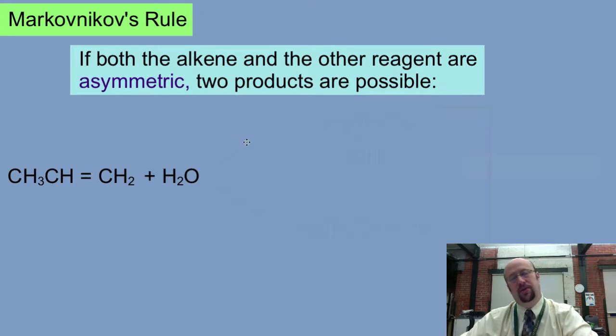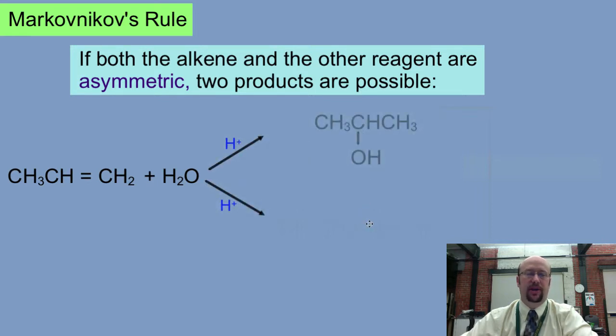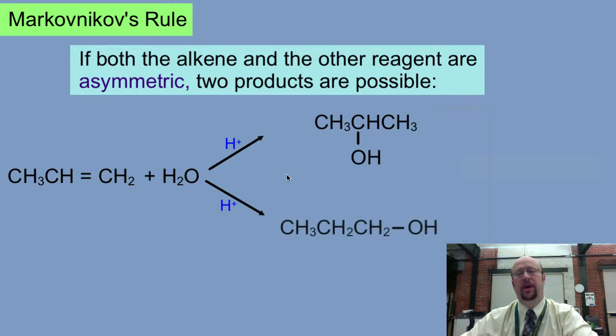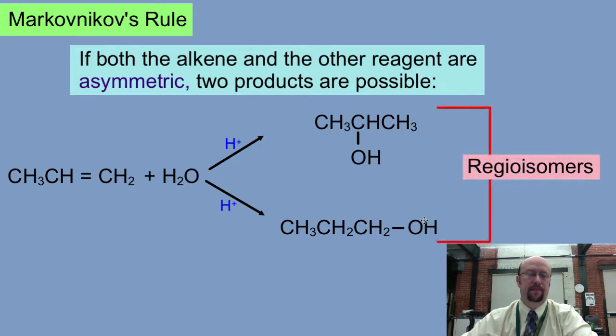And so those are not the same thing at all, and it matters very much which of the two carbons things go to. The way that we can tell that is by something called Markovnikov's rule. Just to illustrate what we could possibly get out of this, if we are going to hydrate this propene, I could get the hydroxyl added to the middle, to this second carbon, or I could get it added to the end carbon. Again, these are two different things, and in fact, these have names. They're called regioisomers.